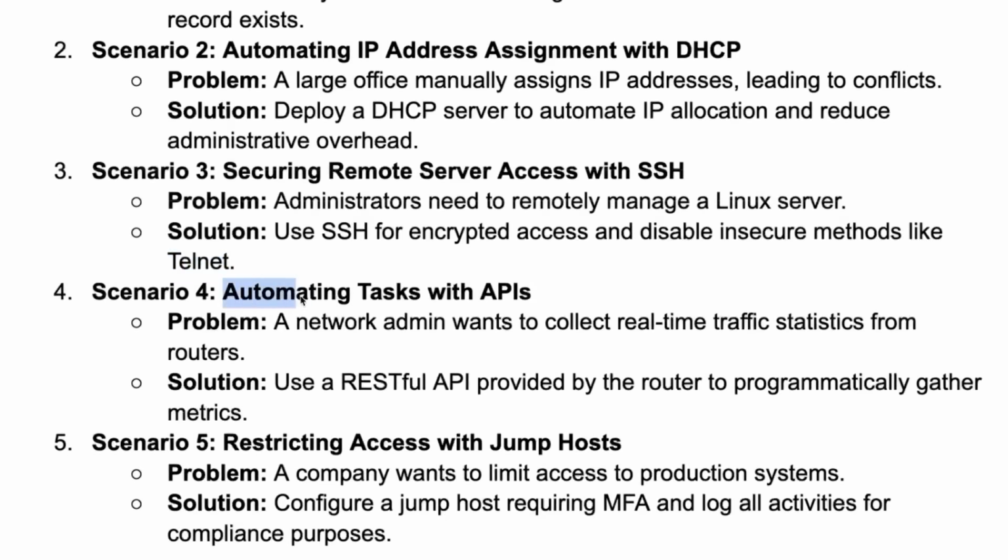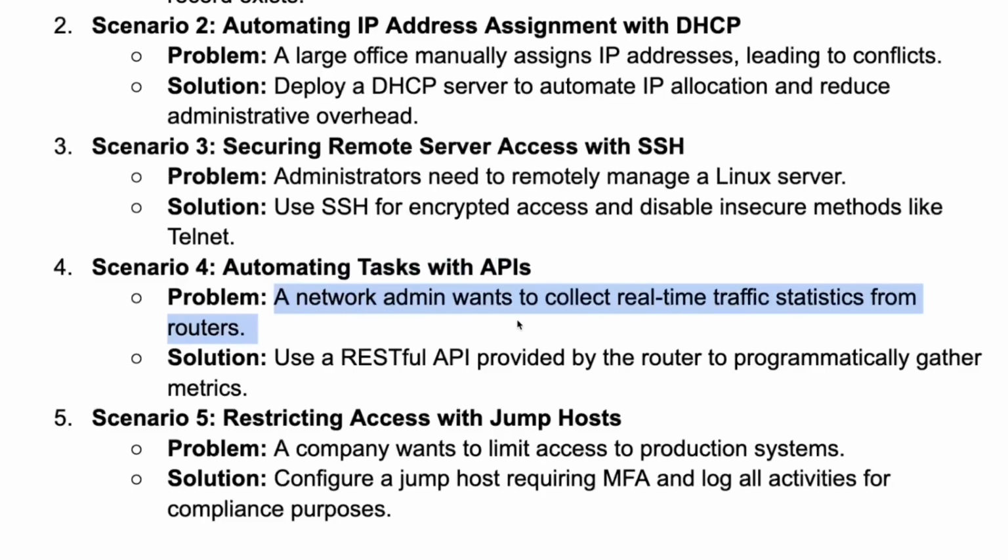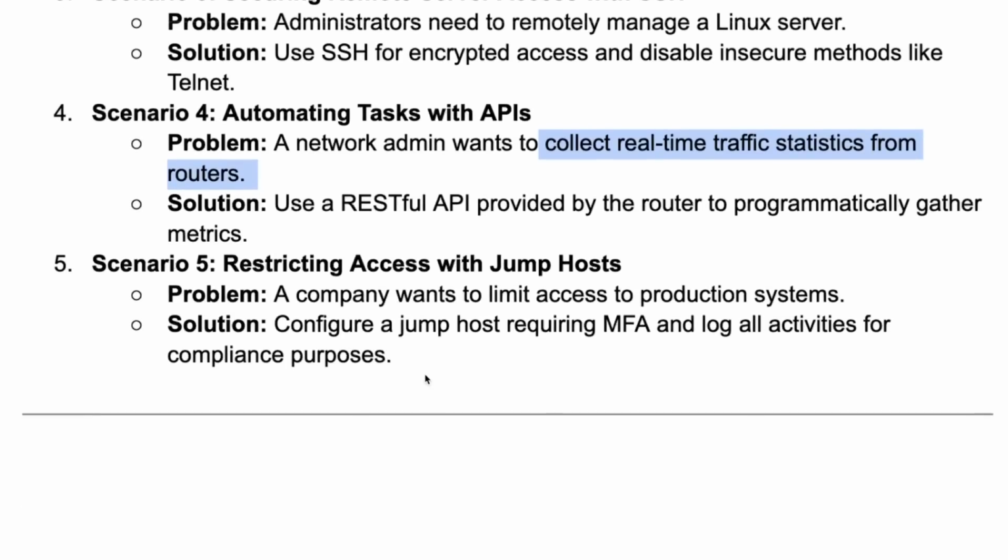Scenario 4 would be to automate tasks with APIs. The problem is that a network admin wants to collect real-time traffic statistics from the router. So they would use a RESTful API that's provided by the router to programmatically gather metrics. They would create a little Python script that queries these RESTful APIs. It makes requests for those APIs, and then from that, they pull the data that they need.